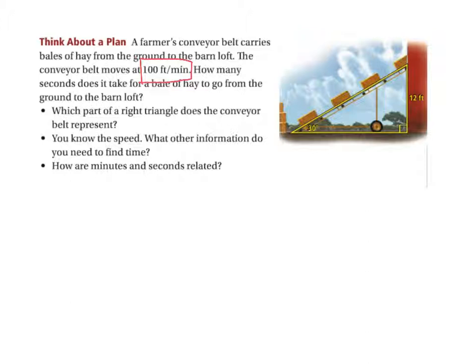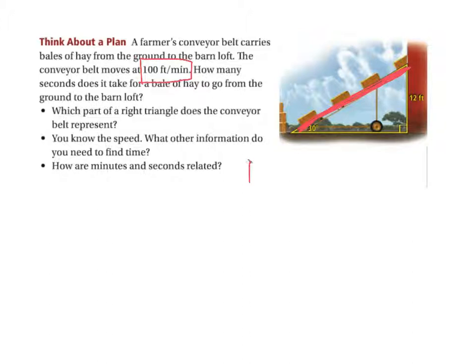It says, which part of the right triangle does the conveyor belt represent? Well, that should be the hypotenuse. This is the hypotenuse of your 30, 60, 90 triangle. Now, it says you know the speed. Yep, I boxed that in. What other information do you need to find how long? Well, I need to know how far. Distance equals rate times time. Okay, that's ultimately what you've got.